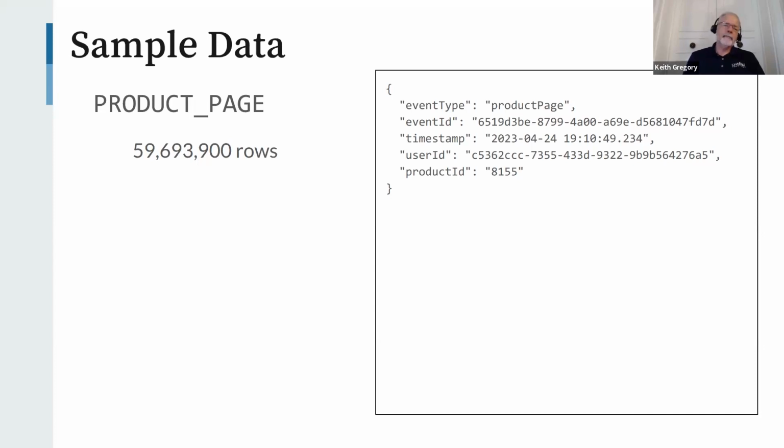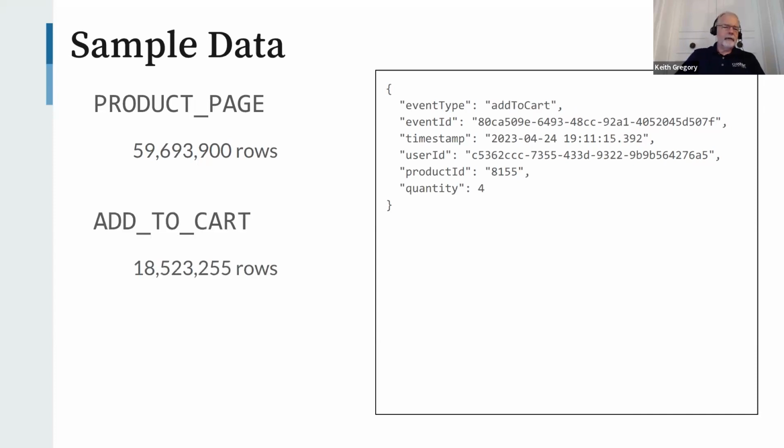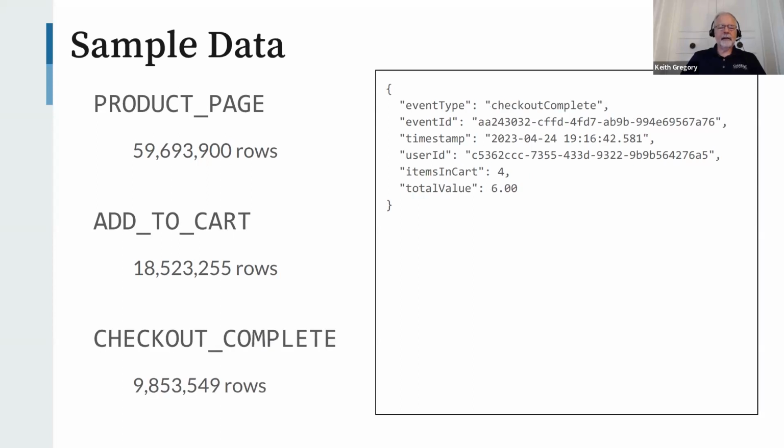So product page, you add your product to cart, very similar event, but now I've added in a field for the number of items you've added to the cart, and 18.5 million rows. So you join these together, they're pretty big joins. And then finally, checkout complete. You've gone through the entire checkout funnel. It's a similar idea. You have a timestamp when they did it, unique identifier, the user, and then items in the cart and the total value in the cart.